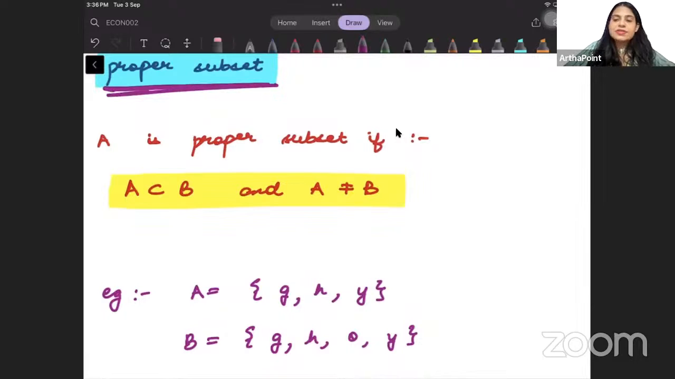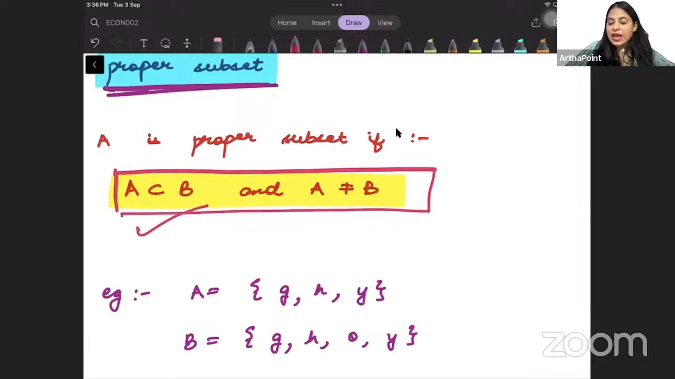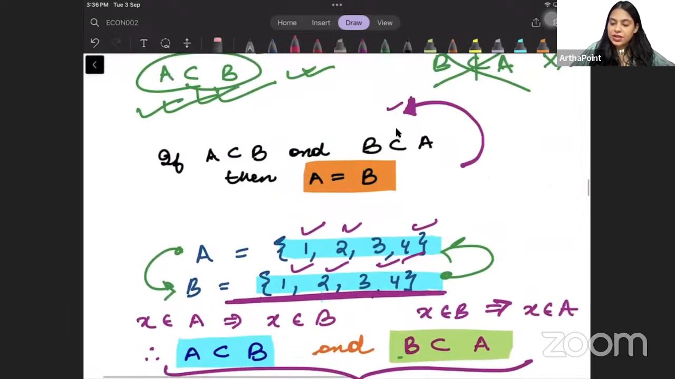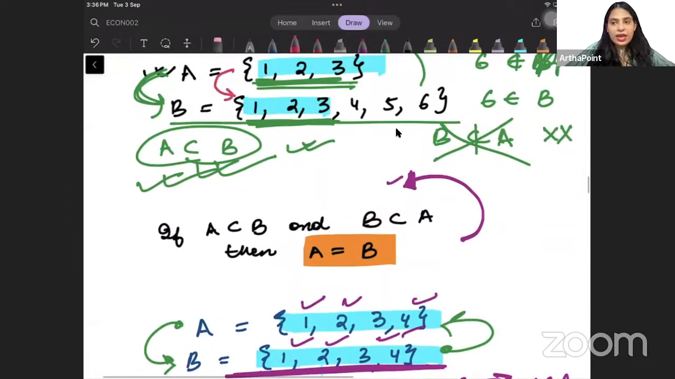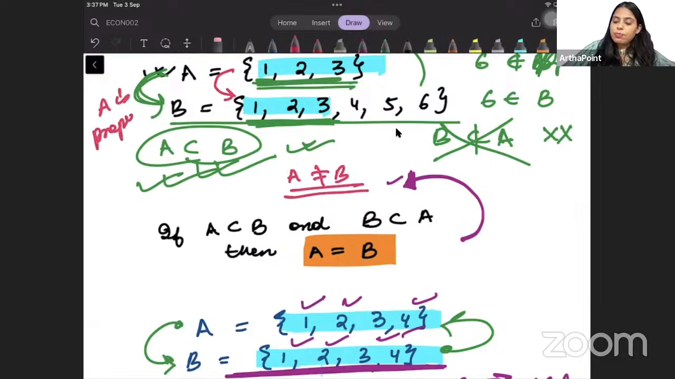Now let's talk about proper subset. So proper subset is if A is a subset of B and A and B are not equal to each other, then A is called proper subset of B. जैसे केस 1, A B का सबसेट तो A है, but B is a bigger set. So A and B are not equal to each other. So we can say A is proper subset of B. A B का proper subset है.